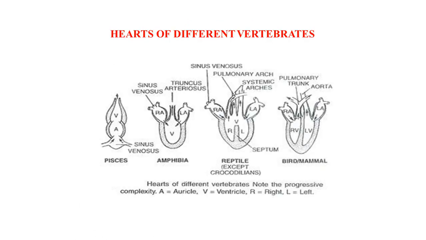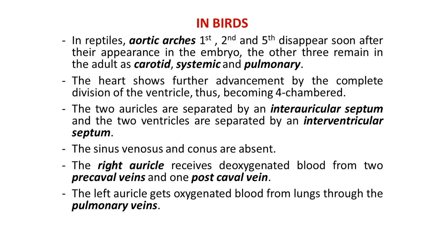blood. This diagram shows the heart of reptiles, in which we can clearly see that the right auricle and left auricle are separated, and there is a little bit of separation between the right ventricle and left ventricle among the reptiles. Then in reptiles, as we have seen, of the aortic arches, 1, 2 and 5 disappear, while the carotid, systemic and pulmonary arches remain.